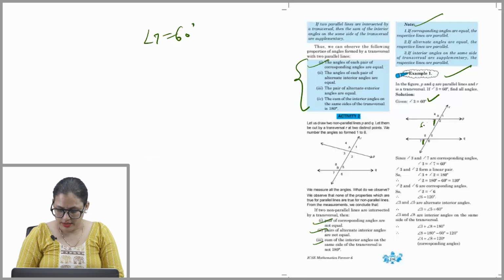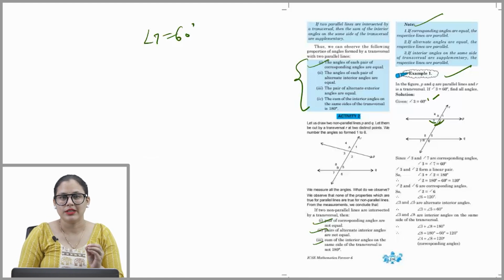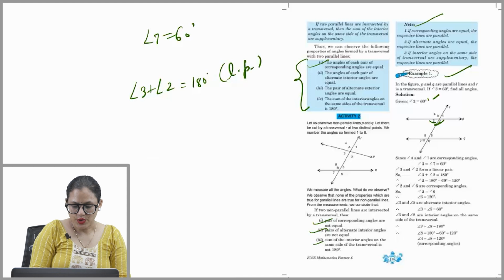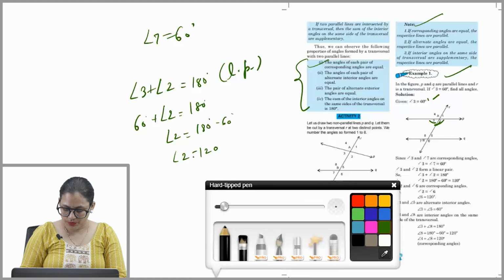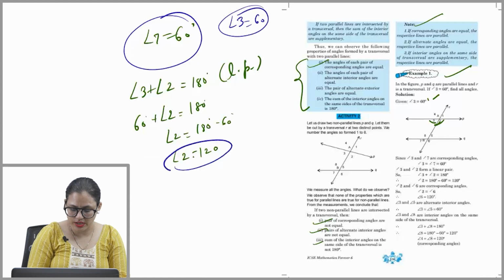Okay, now move on to next. Angle 3 and angle 2. See, 3 and 2 are forming a linear pair. Angle 3 plus angle 2 is equal to 180 because they are forming a linear pair. So, angle 3 is 60 degrees. We have to find angle 2. Angle 2 is equal to 180 degrees minus 60 degrees, that is 120 degrees. Okay, now we know angle 7 is 60 degrees, angle 3 we already know is 60 degrees, angle 2 is 120 degrees.